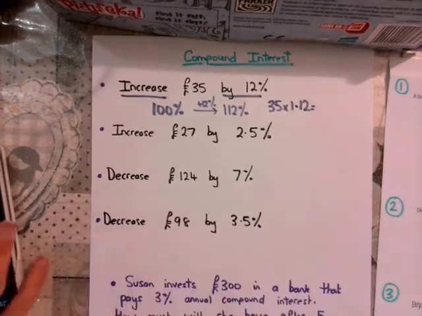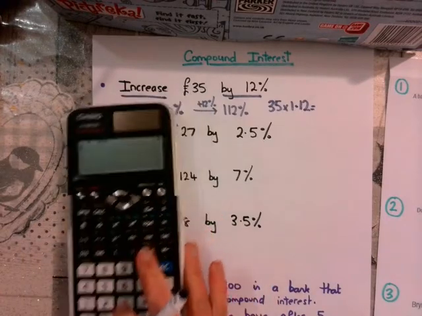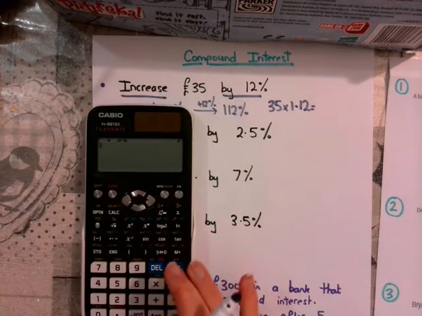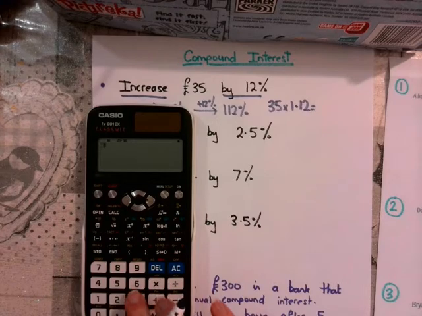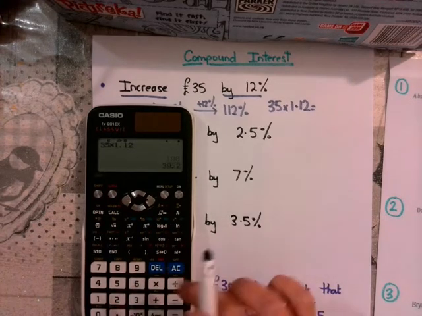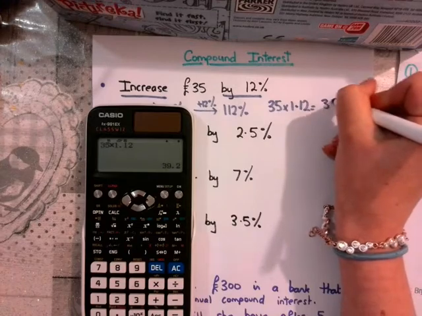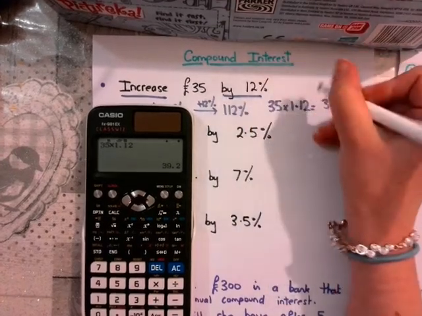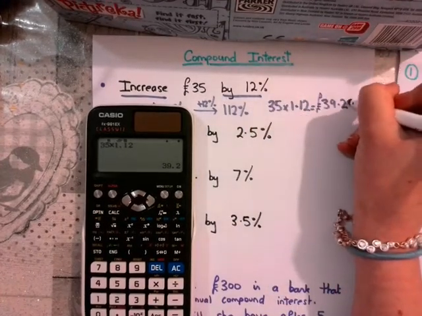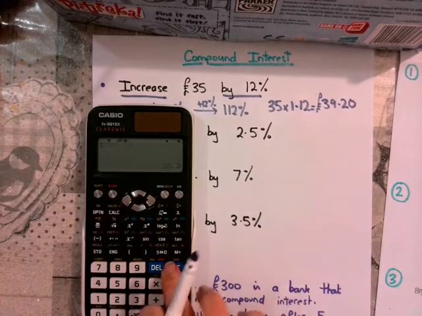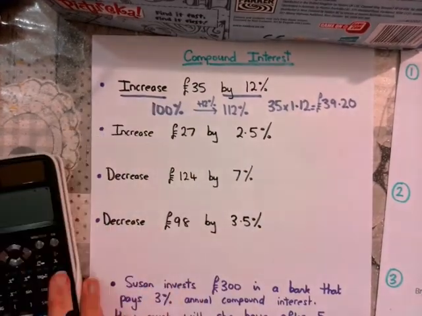Although there are different ways to find 12% or increase 35 by 12%, if you're allowed a calculator, I still think this is the quickest way to do it. So if I times it by 1.12, I get an answer of 39.2, and this was money, so I'd have to make that £39.20.